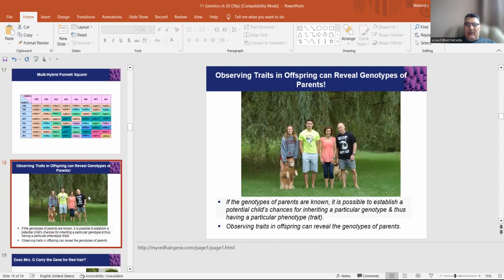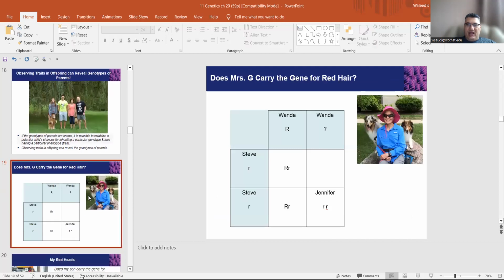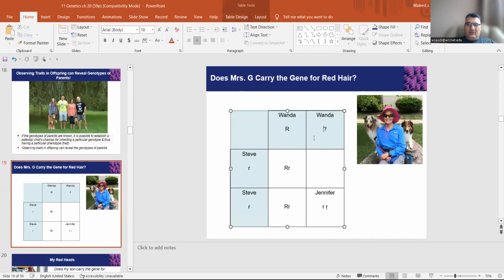So if you know the genotype of the parents, you can guess, or you can do the probability of the kids having these traits, which is how the phenotype will look. Can anybody guess what this is here from the results? If you see the results, can you tell the parents? This is male Steve and female Wanda.